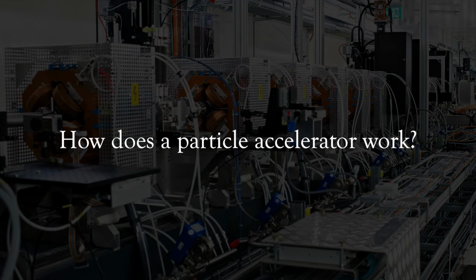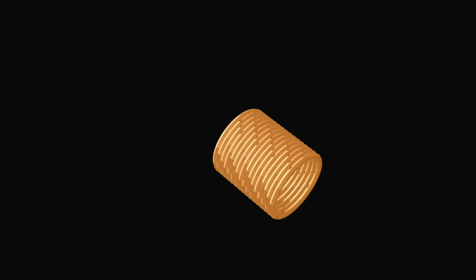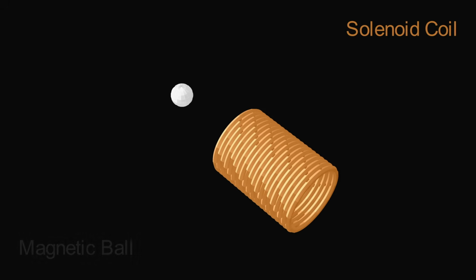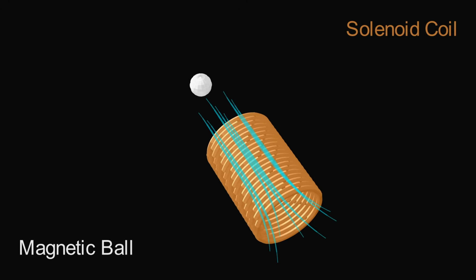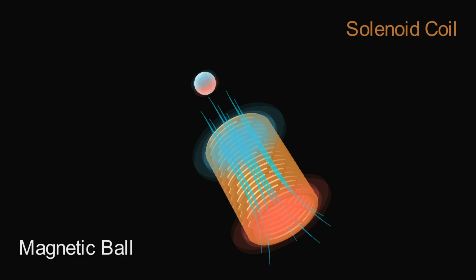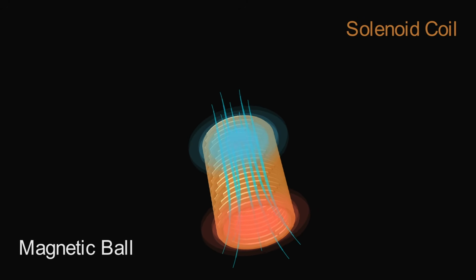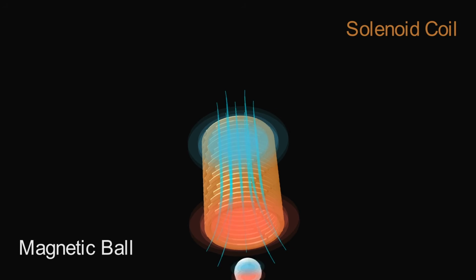Let's see how a particle accelerator works using a ball-bearing accelerator. This is a solenoid coil, and this is a magnetic ball. In this accelerator, the solenoid coil represents a single accelerating structure, while the magnetic ball represents a bunch of electrons. When current flows through the coil, a magnetic field is created with a north and a south pole. If the ball enters the coil with the opposite magnetic pole facing the coil, it is attracted and accelerated.